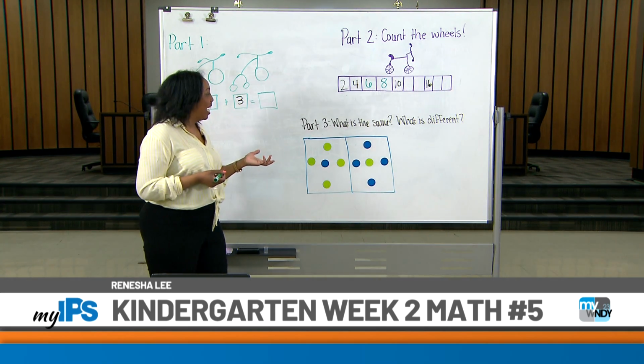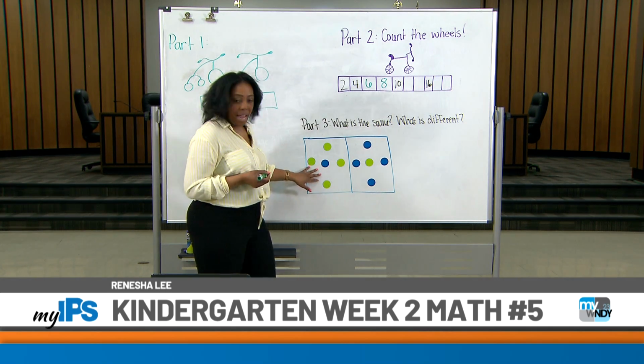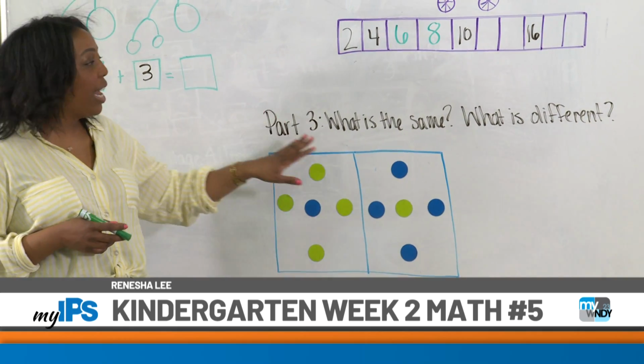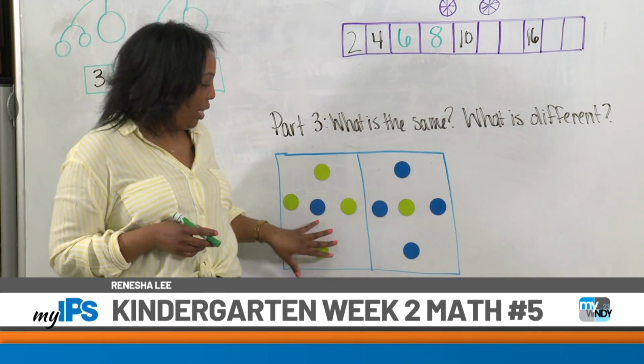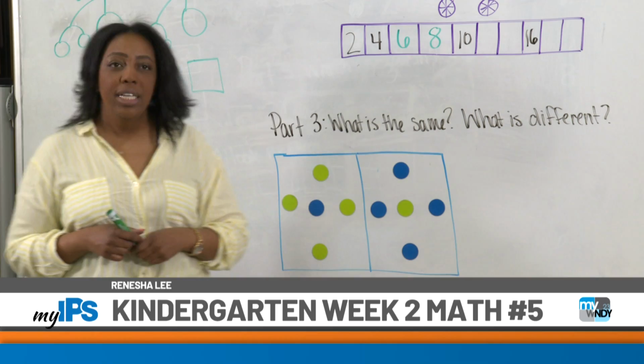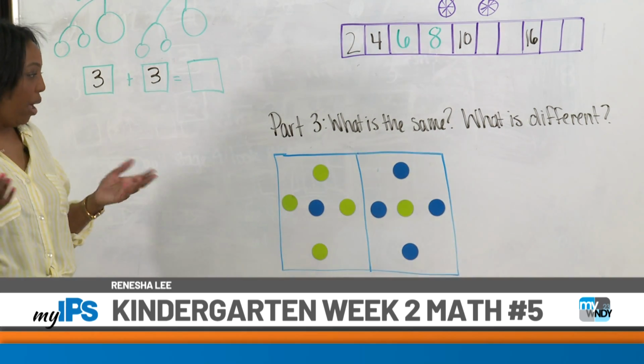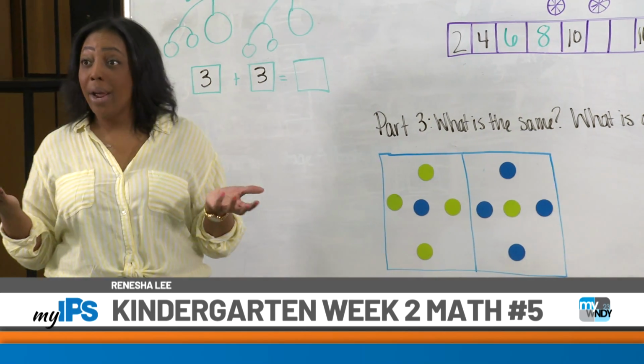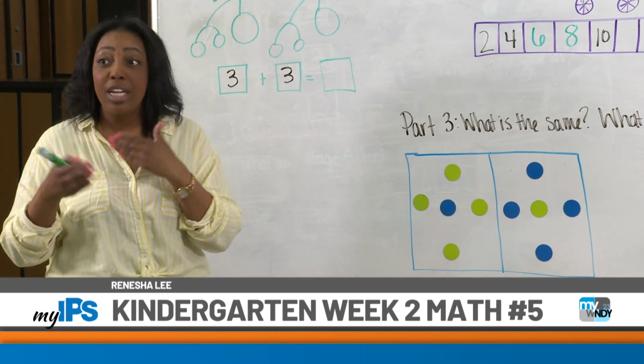Now to part 3. This one has an array. You have some cute little gummy bears, and I don't have those. So in part 3, they're going to ask you, what is the same about these 2 pictures and what's different? So some of the things that we can talk about are colors, the amount of things, how or where they're placed. So those are some of the things you're going to be looking at.